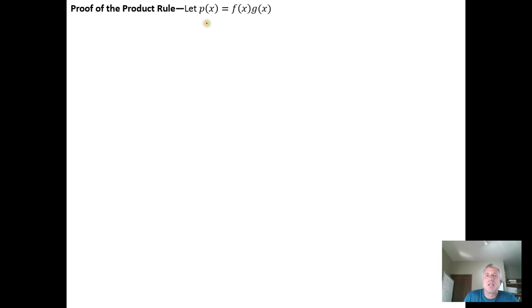So let's start off with a function p of x, and let's say p of x is the product of two other functions. So we're taking a product of two functions and giving it a function name. If you were going to take the derivative of p of x, you would use the definition of a derivative. The definition of the derivative is, hey, get the slope of the secant line and then take the limit as h goes to 0 of the slope of the secant line, and this will give you the slope of the tangent line, which is the definition of the derivative.